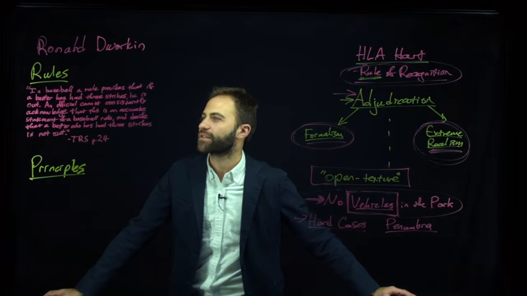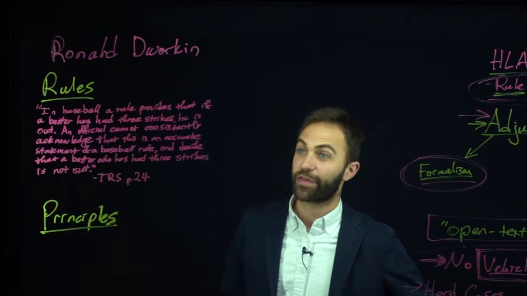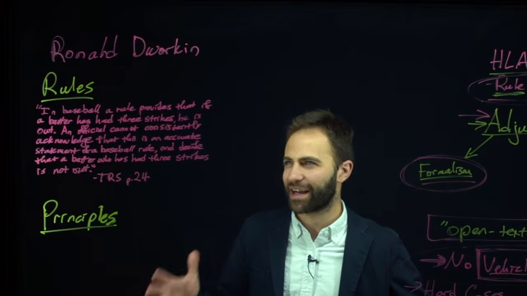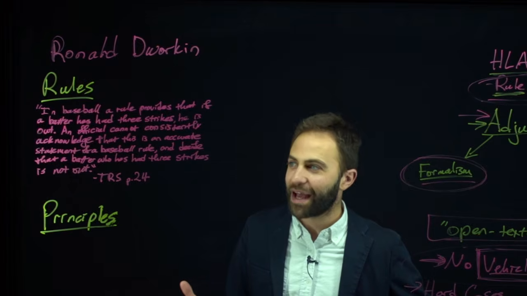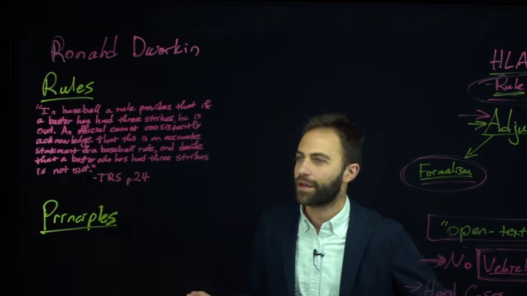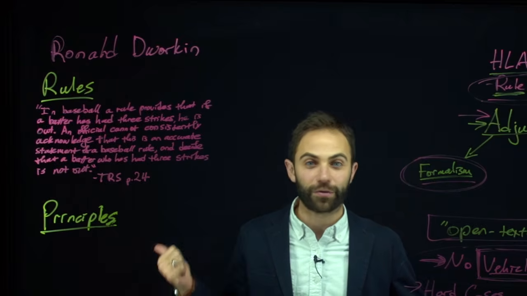Here's what Dworkin says. In baseball, a rule provides that if a batter has had 3 strikes, he is out. An official cannot consistently acknowledge that this is an accurate statement of a baseball rule and decide that a batter who has had 3 strikes is not out. That is, look, there's a rule, and the rule says that 3 strikes and you're out.